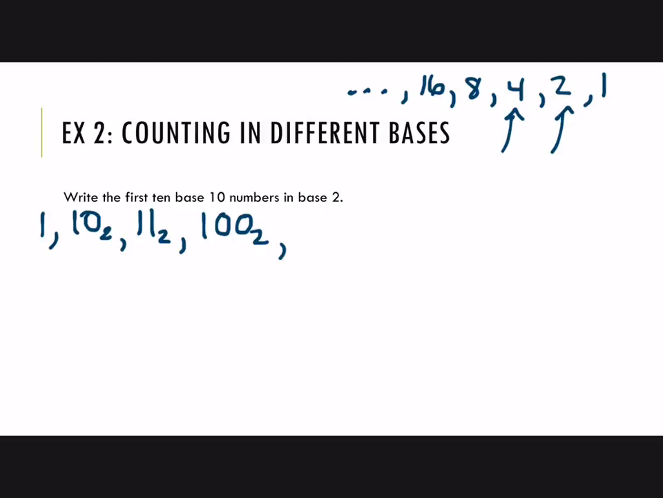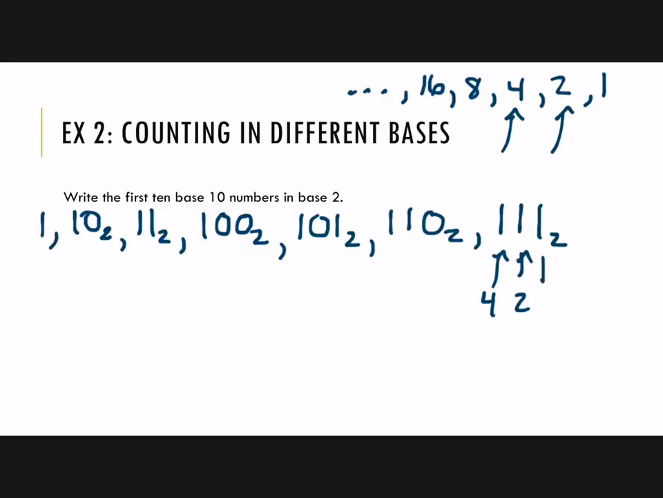All right, 5 is 1 4, 0 2s, and 1 1. 6 is a group of 4, a group of 2, and 0 1s. 7 is a group of 4, a group of 2, and 1 1. Okay, so this is 4 plus 2 plus 1, and that's 7.